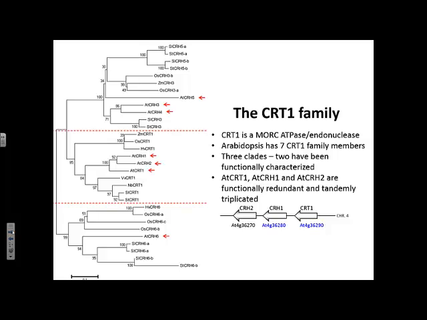What is also known is that CRT1, CRH1, and H2 are highly homologous, having about 80 to 90% amino acid identity. Okay? So they are actually functionally redundant as well. And they are located right next to each other. So we suspect that this gene was tandemly triplicated at some point.